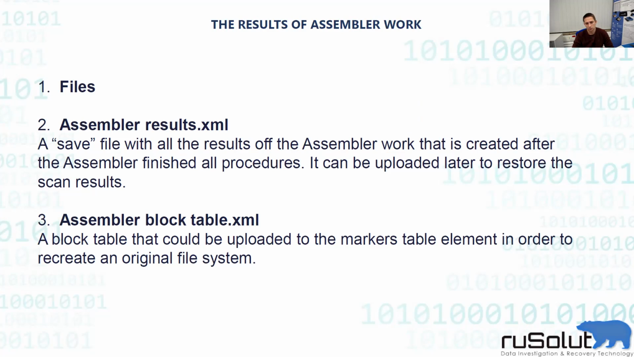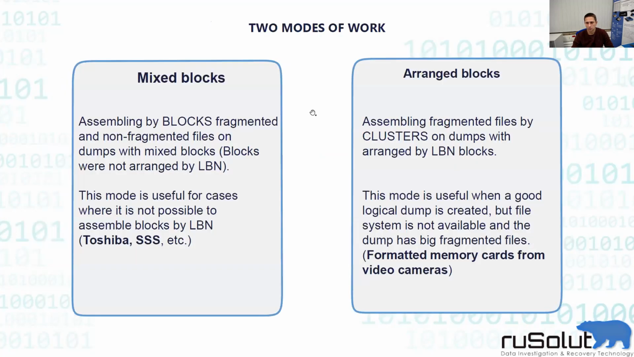And the last thing is the assembler block table. This is an XML file which you can try to upload into the markers table and get the original file system of the case. I will show you how to do this in a minute. Basically, I said everything I wanted to tell you, and now we can check several cases here.